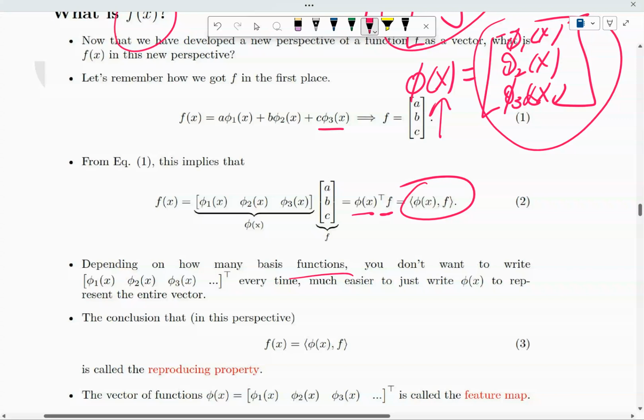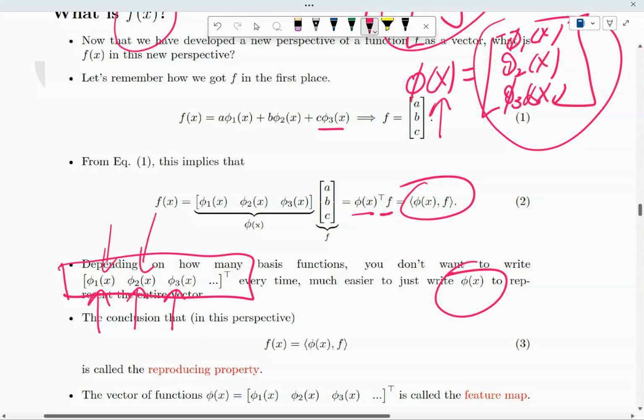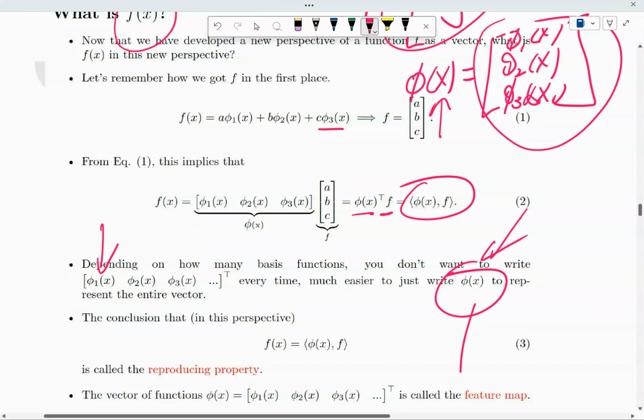Depending on how many basis functions, right? You don't want to write this, so we always write phi of x. Remember, it's very important to distinguish the two. When there's a number underneath, phi 1, phi 2, phi 3, we're talking about basis functions. When there aren't any, we're talking about the feature map, where the feature map is a collection of basis functions. So this is a vector, whereas these just give you a number. So they're different. This gives you a vector. These give you a number.